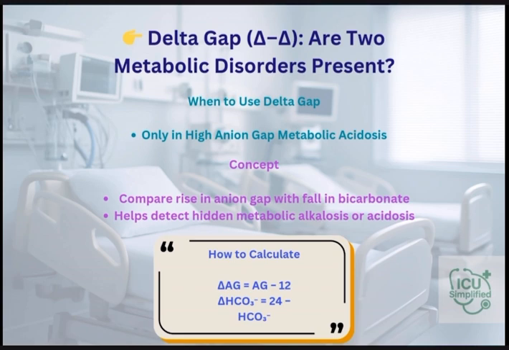The basic concept is simple. We compare the rise in the anion gap with the fall in bicarbonate. This helps us detect a hidden metabolic alkalosis or an additional metabolic acidosis that may otherwise be missed. To calculate it, we first find the delta anion gap, which is measured anion gap minus 12. Then we calculate delta bicarbonate, which is 24 minus the measured bicarbonate level. Comparing these two values allows us to uncover mixed metabolic acid-base disorders.